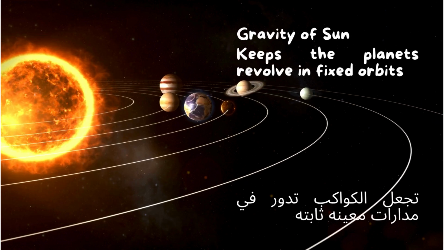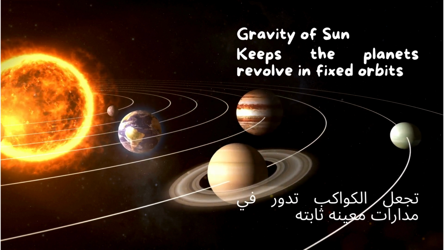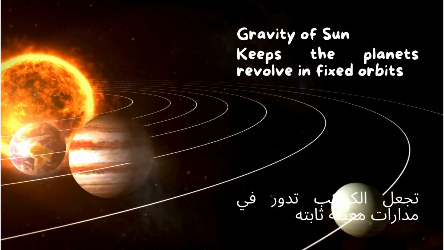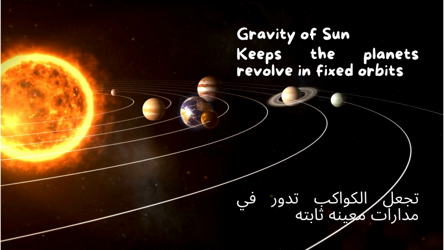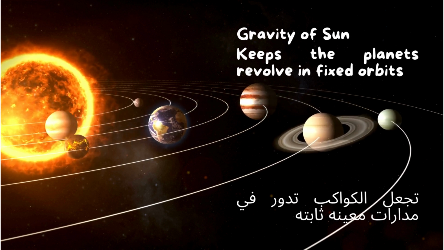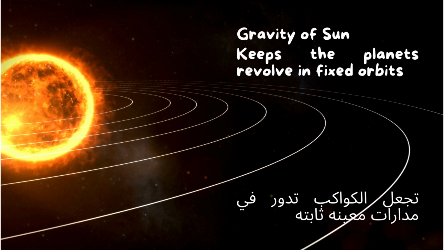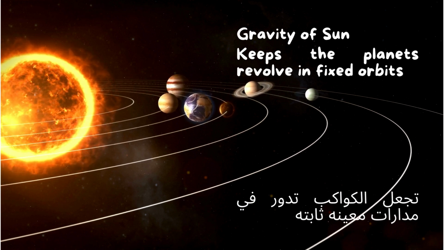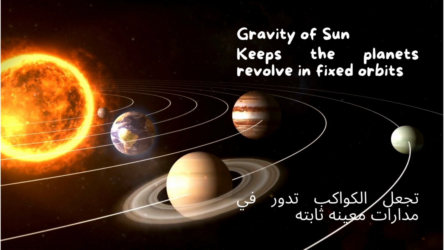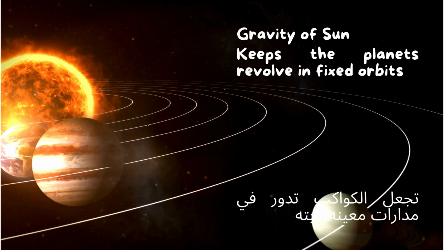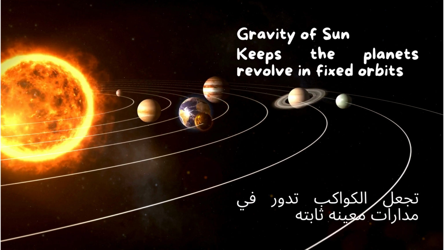You see here, the gravity of the sun keeps the planets revolving in fixed orbits, as the planets go around the sun in fixed paths. This path is called an orbit. So the sun keeps the planets revolving in fixed orbits. This is about the gravity of the sun.